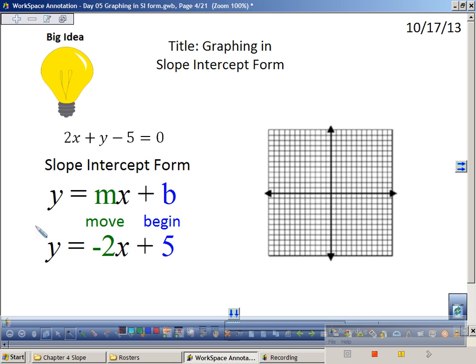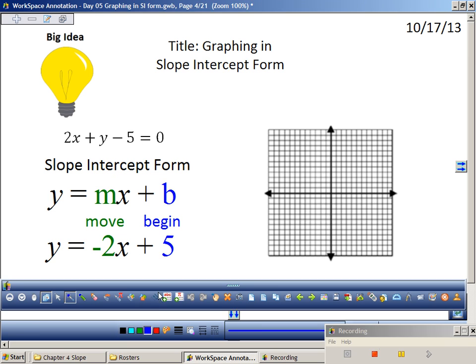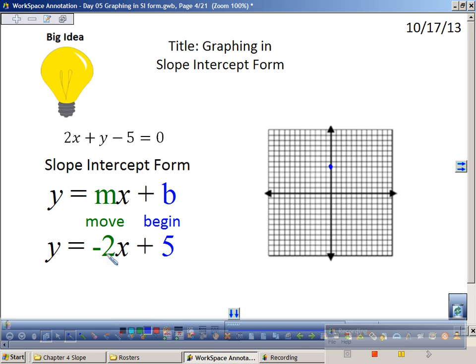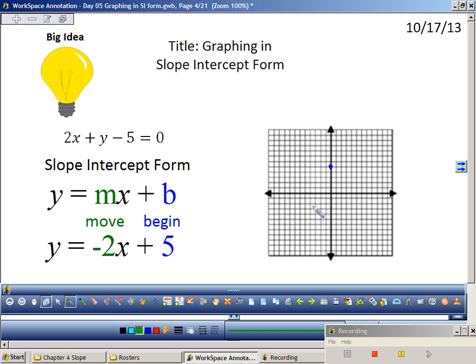So, I put it into slope-intercept form, which is y equals negative 2x plus 5. So I begin with 5, which is translated up 1, 2, 3, 4, 5 on my y-axis, and I'm going to move negative 2 over 1. I'm going to move up 2 and to the left 1. Up 2 and to the left 1.